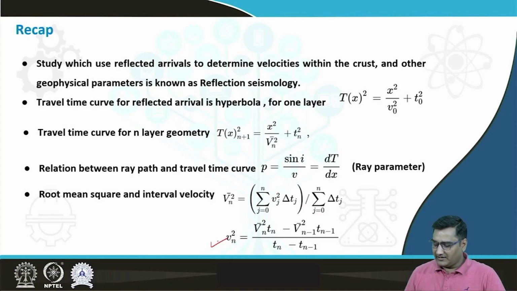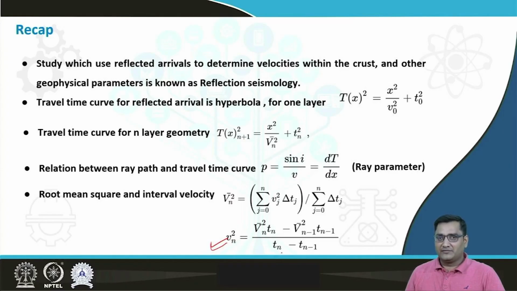And this is the Dix equation that we learnt, which is used to find out the interval velocity of an individual layer. If you know the RMS velocity of the nth layer and the n minus 1th layer, the interval velocity squared can be equal to V n bar squared T n minus V n minus 1 bar squared T n minus 1, divided by T n minus T n minus 1.